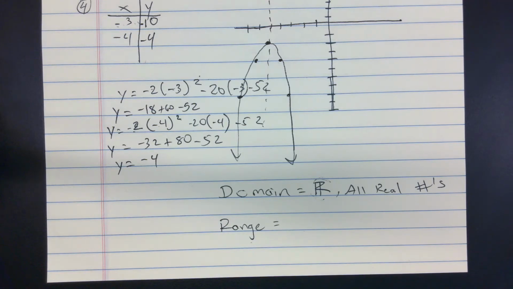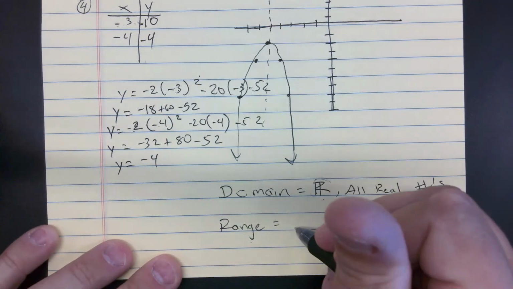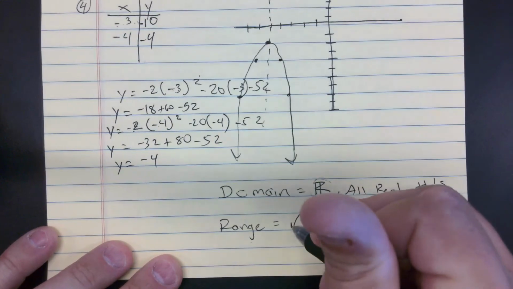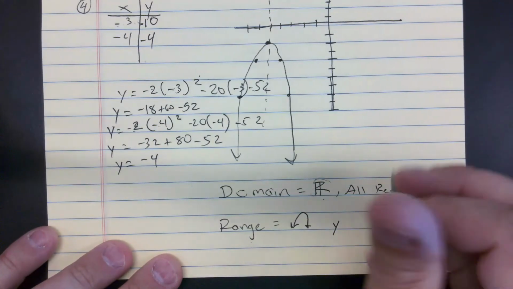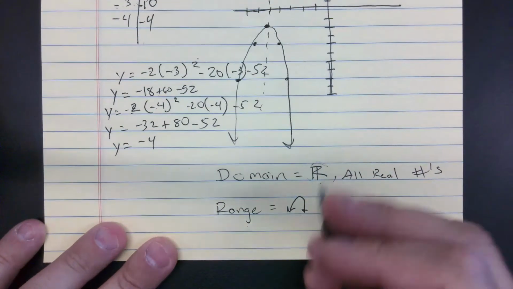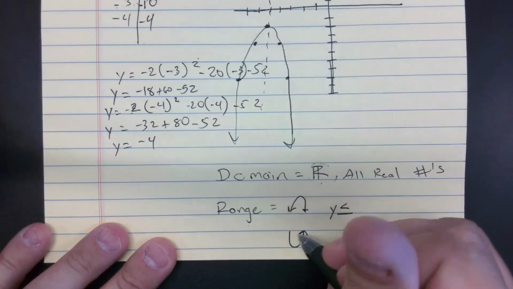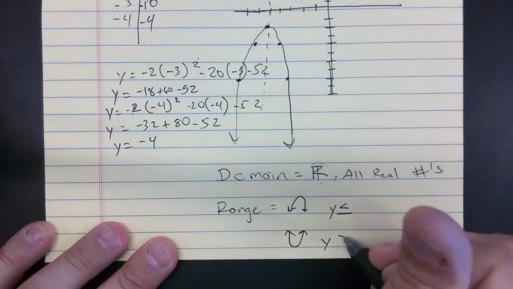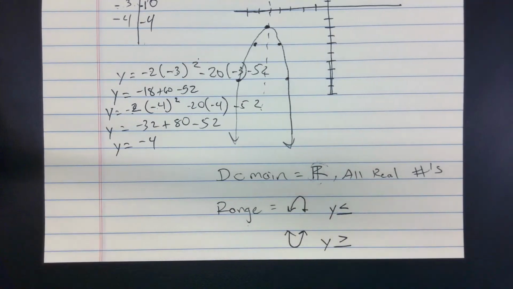Okay, the range changes, and this is the part I want. The range will change. If the graph is like this, it's going to be y is less than or equal to. If the graph is like this, it's going to be y is greater than or equal to.